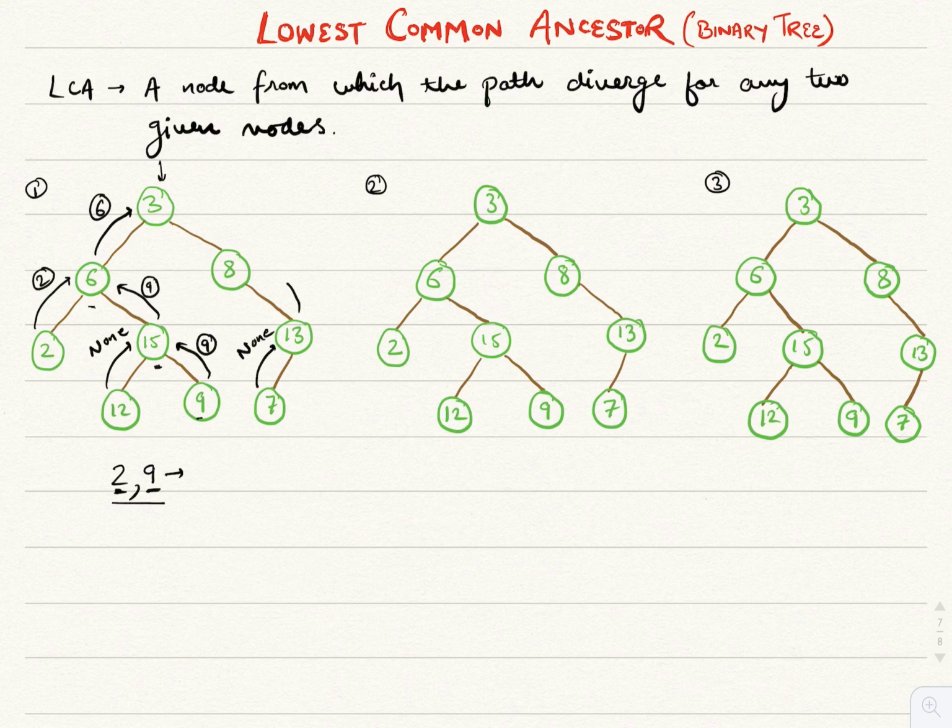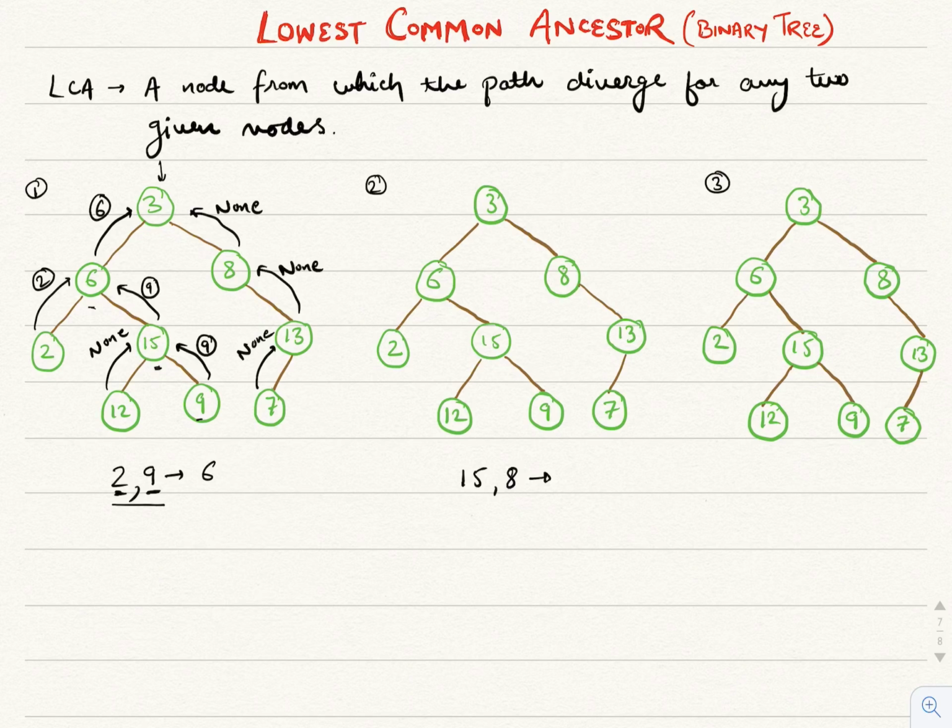It will return none. So 13 will again return none, and 8 will return none as well to 3. So now 3 will know that it has got 6 from the left subtree. So the left subtree should have got the LCA. So 6 will be the LCA for 2 and 9.